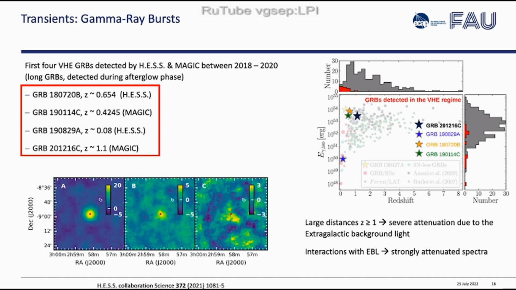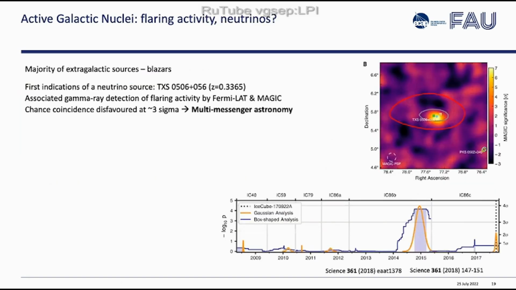So keeping with an extragalactic theme, the majority of extragalactic sources are indeed blazars. The first indication of a neutrino source with one of these came from TXS 0506 at a redshift of 0.3. Associated with this IceCube alert, there was gamma ray detection of flaring activity by both Fermi-LAT and MAGIC, and a chance coincidence was then disfavored at roughly the 3 sigma level, which is a nice indication that we are entering this multi-messenger astronomy era.